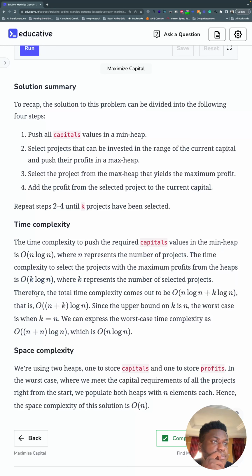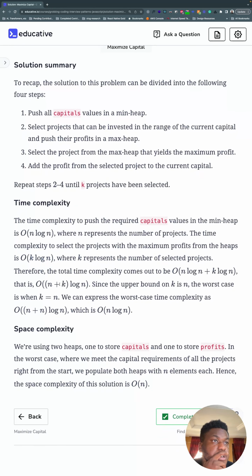Now, the total time complexity is the sum of the 2 time complexities. Since the upper bound is n, the worst case is k is n. So the worst case complexity will be n plus n, which is 2n. And when you have a constant factor, you can just drop it. That's why you end up with n log of n.